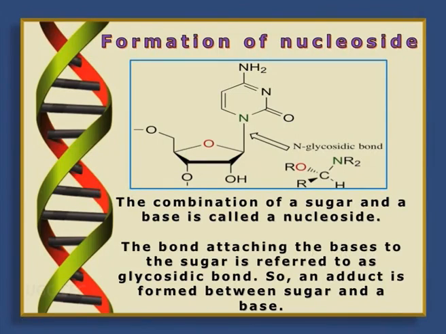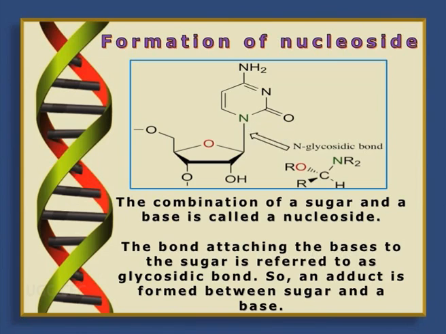Now, let us see the first step in the building of a nucleotide. The first step in the building of the nucleotide is the formation of a nucleoside. So, what is a nucleoside then? The nucleoside is nothing but the addition of a sugar to a base. Both are added together, like hand in hand, with the help of an N-glycosidic bond. The N-glycosidic bond is a covalent bond formed between the carbon 1' position of a pentose sugar and nitrogen N9 of purine or nitrogen N1 of pyrimidine.